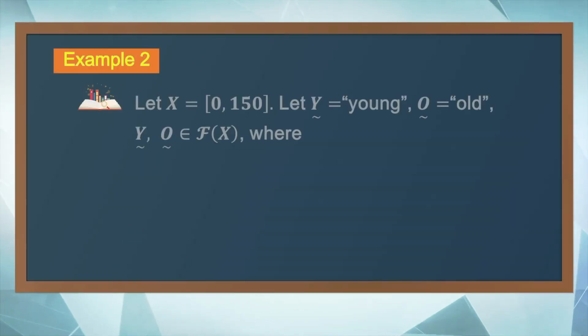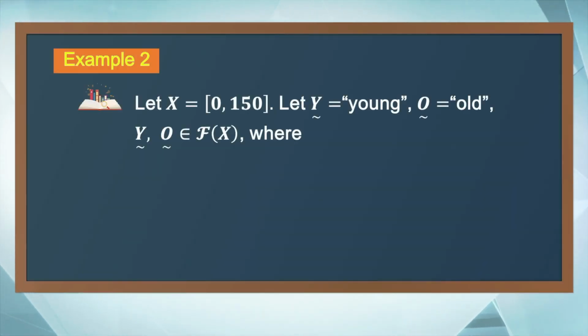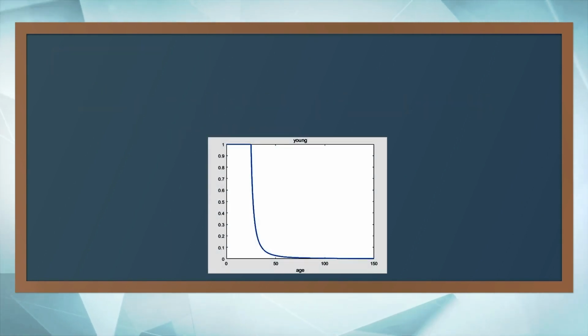Another example, example 2. Let X be the set of all possible numbers of one's age, the closed interval from 0 to 150. Let Y be the fuzzy set young, and O be the fuzzy set old. And the membership functions are illustrated as follows.